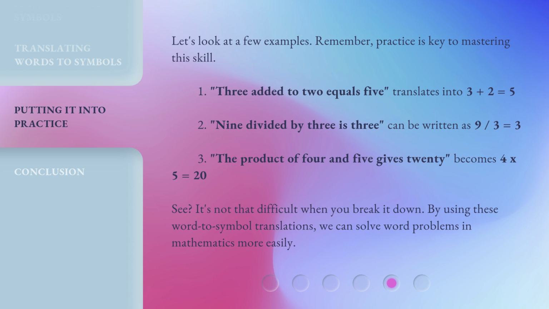3. The product of 4 and 5 gives 20, becomes 4 times 5 equals 20. See? It's not that difficult when you break it down. By using these word-to-symbol translations, we can solve word problems in mathematics more easily.